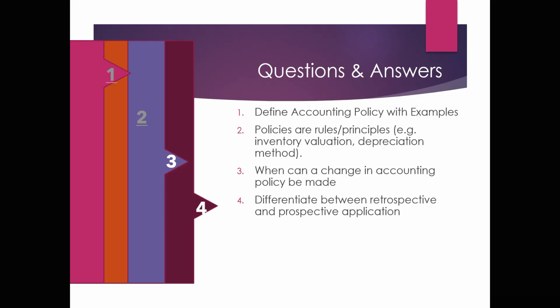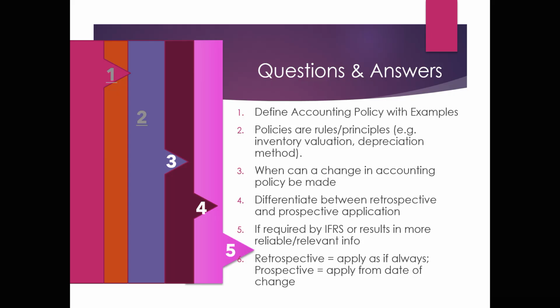Okay, so I'll bring the answer now. So the answer is, if required by IFRS, a change in accounting policy can be made. If it's required by the IFRS or results in more reliable or relevant information, like we said, or it will help the users to be more informed. Then retrospective is applying it as if it has always been. As if it has always been, like you said, that's correct. Taking it back as if the change has always occurred. Then prospective is applying from the date that the change was made. You apply from that date and move forward from that date.